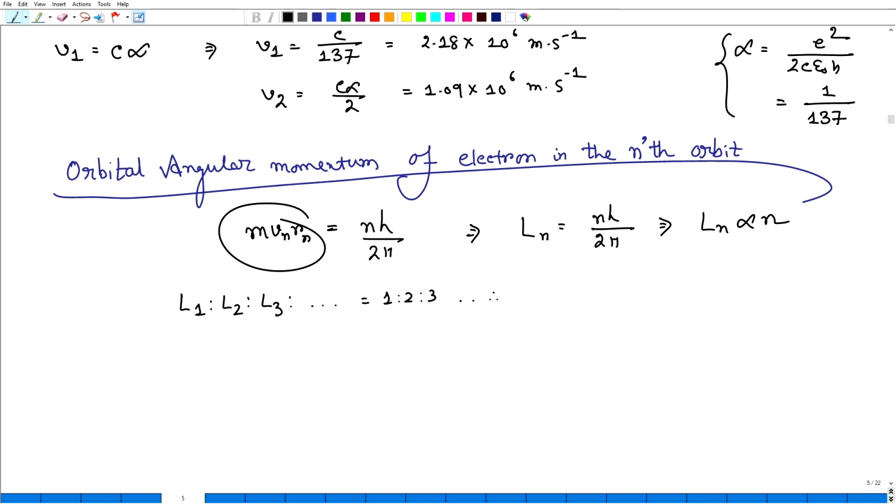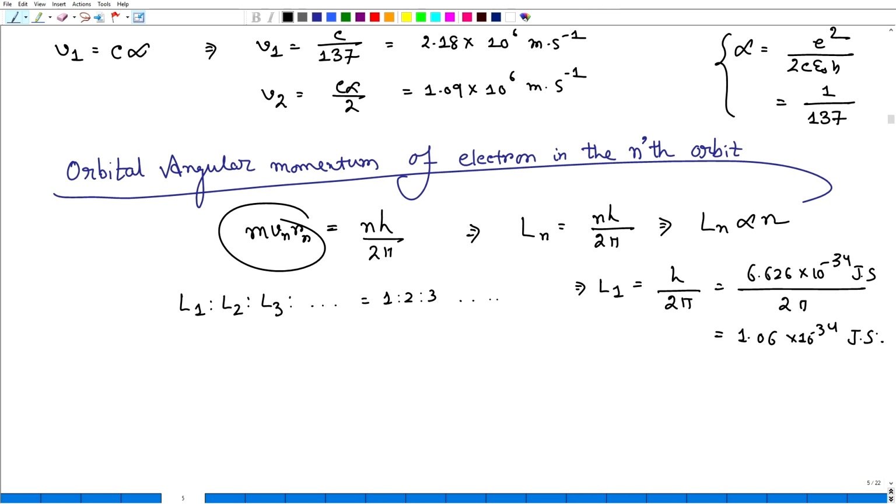Now, if you want to evaluate the value, it will be just h by 2 pi, that means h cross, 6.626 into 10 to the power minus 34 joule second divided by 2 pi, which is 1.06 into 10 to the power minus 34 joule second, and L2 will be 2 L1 and so on. So, this is the angular momentum.